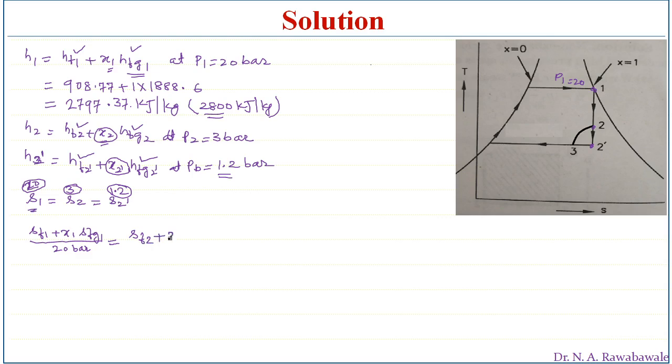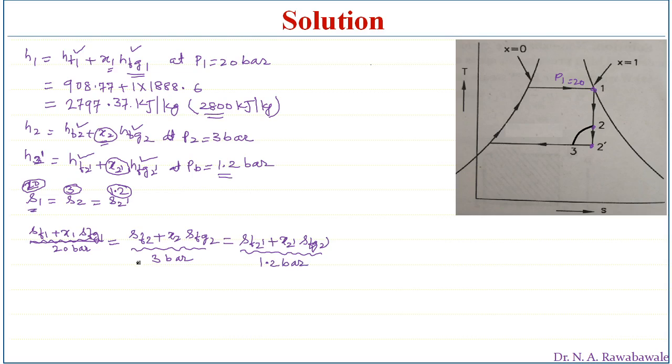Entropy at point 2 can be written as SF2 plus X2 SFG2. These values are taken at 3 bar, and then SF2 dash plus X2 dash SFG2 dash. These values are taken at pressure of 1.2 bar.